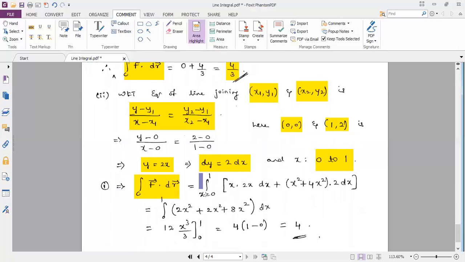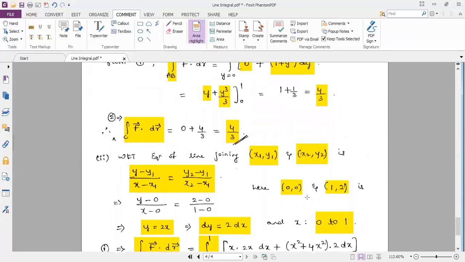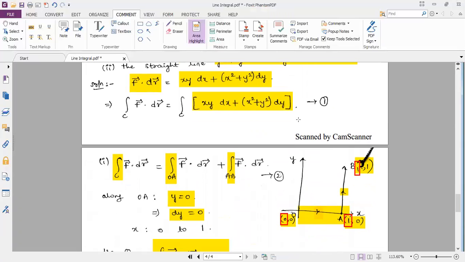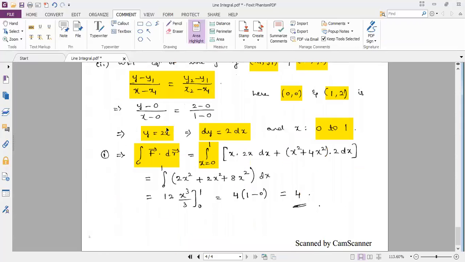So the same thing is being evaluated, substituting in the formula for the integral over C of f dot dr. So the integral, x varies from 0 to 1. In the formula for f dot dr, we are substituting equation 1, that is x into y dx plus x square plus y square into dy. So it gives us the expression x into 2x dx plus x square plus y square, where y is equal to 2x, so we get 4x square into 2 dx. Simplifying this, we get the expression as 2x square plus 2x square plus 8x square. Combining all the like terms, we get 12 into x square.